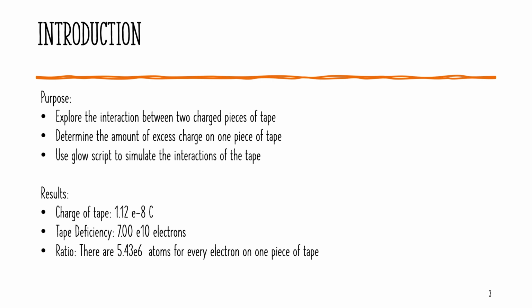The results of my experiment were that the charge of the tape was 1.112 e to the negative 8 coulombs. The tape had a deficiency of 7 e to the 10 electrons, and the ratio: there are 5.43 e to the 6 atoms for every electron on one piece of tape.